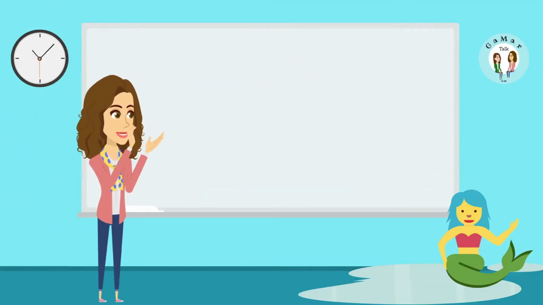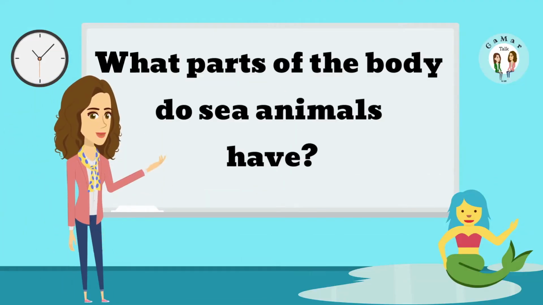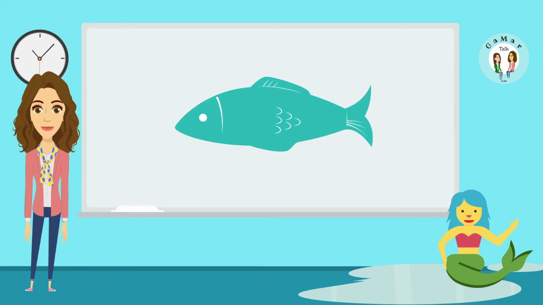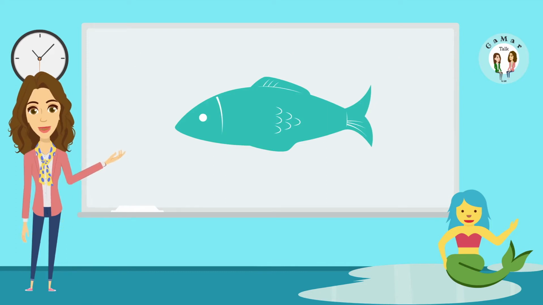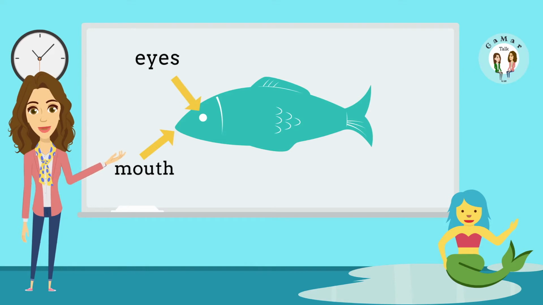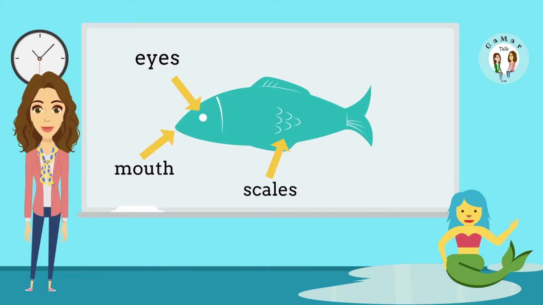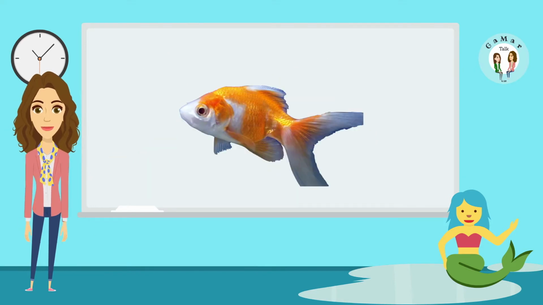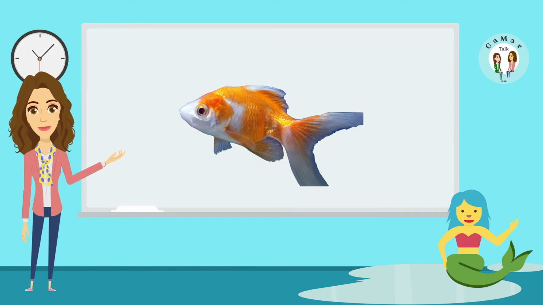Wow, that was great. Now, what parts of the body do sea animals have? A fish has a mouth, eyes, scales, and a fin. Now you give it a try.